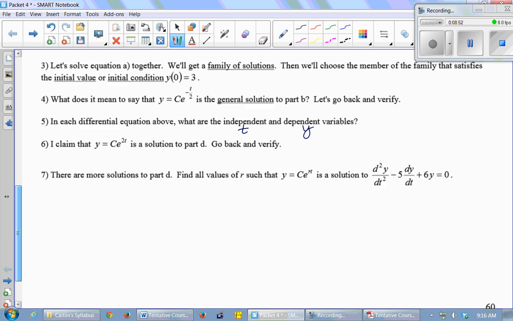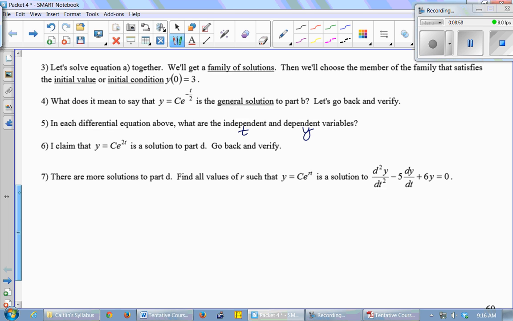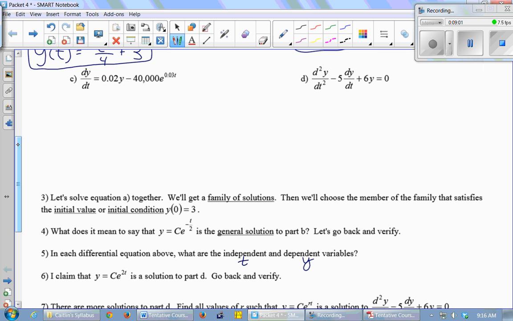All right, so I'm going to claim that y equals c e to the 2t is a solution to part D. So let's verify that. So here's part D. I'm going to say y equals c e to the 2t is a solution. All right, so that means that if I take the second derivative, subtract 5 times the first derivative, plus 6 times the function itself, I should get 0. Right, so I need to come up with the first and second derivative to be able to plug back in here. All right, so y prime is c e to the 2t times 2.